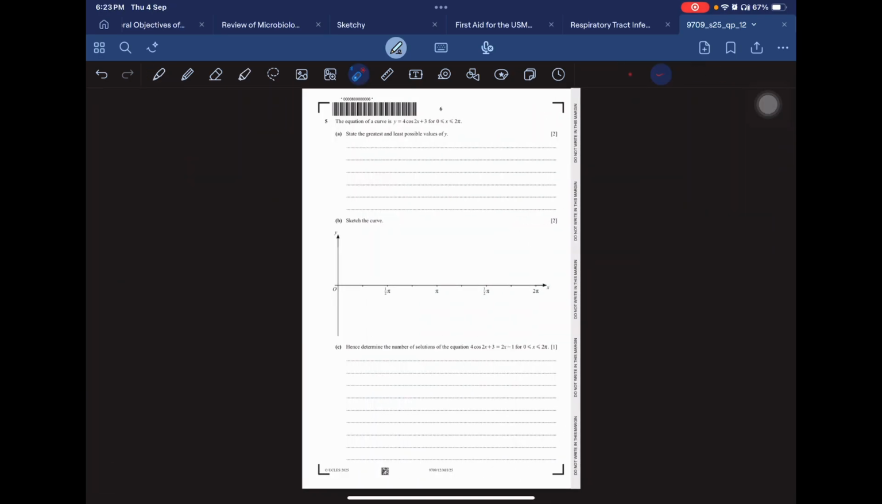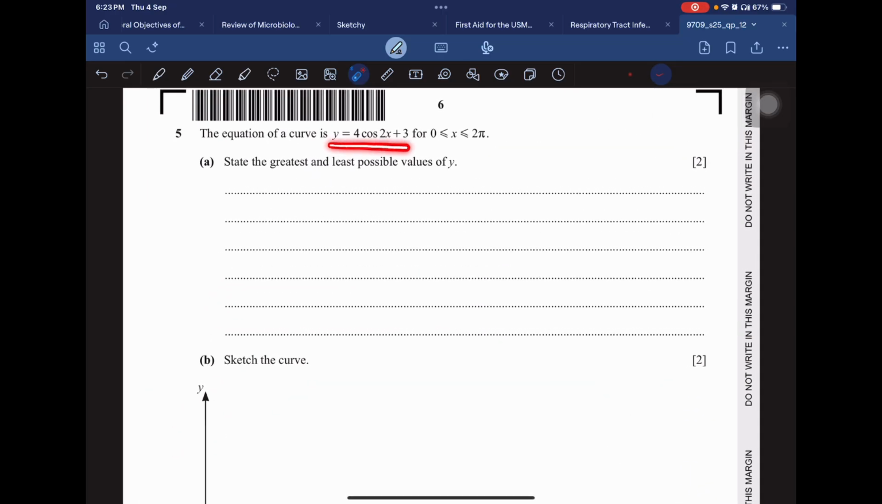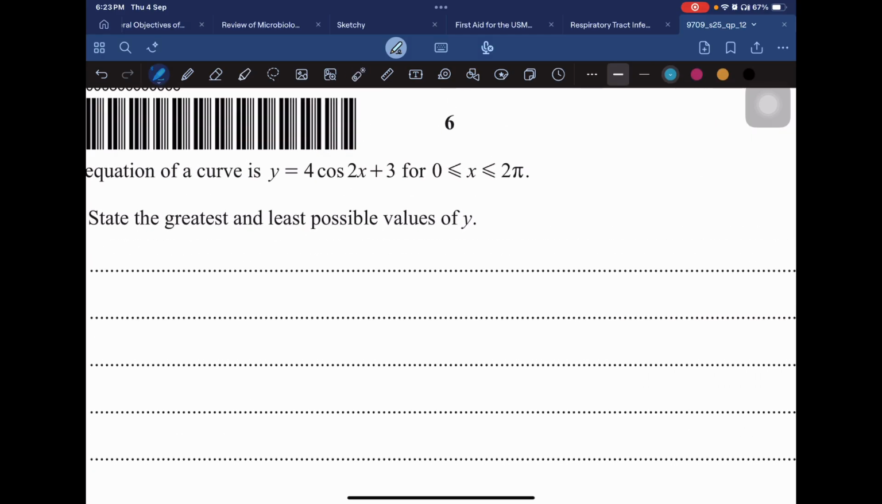The next question is question 5. The equation of a curve is y equals to 4 cos 2x plus 3 for the domain given 0 to 2 pi. State the greatest and least possible values of y. So first thing to understand, what does this cos 2x mean? So the 2 in cos 2x shows that in the domain of 0 till 2 pi, from 0 to 2 pi, there will be 2 cycles or 2 full cos graphs.